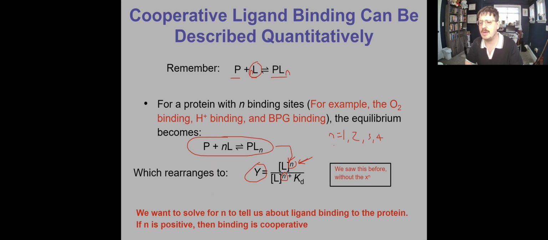But sorry, going back to here, what we're saying is that n is really the cooperation factor. How much does a ligand affect another ligand binding? And if we solve for n, we can quantify the cooperative effect. Now it's going to give us a curve, and we don't like curves that much. Curves are quite hard to solve for.